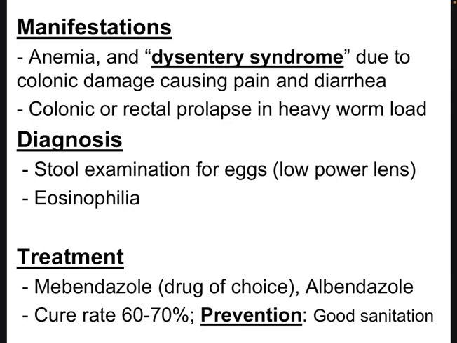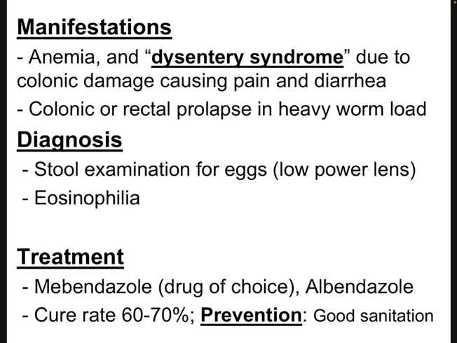When the child strains during defecation, part of the rectum will go outside the anus. They bring the child, and you are the doctor, you have to reintroduce it to its place. This is called rectal prolapse. Colonic and rectal prolapse occur with a heavy worm burden, low otherwise.